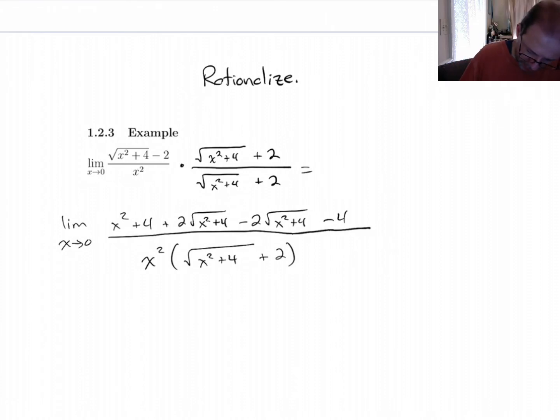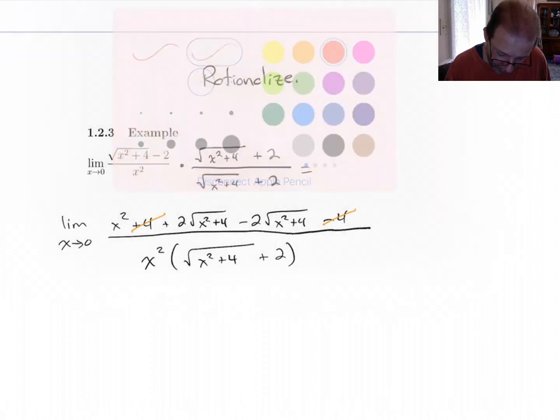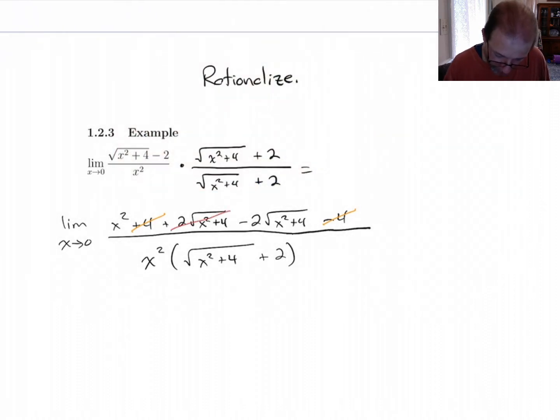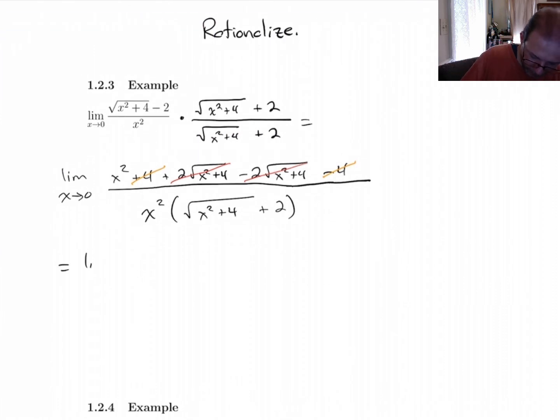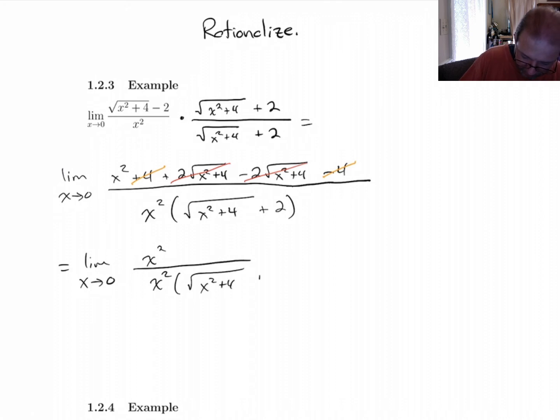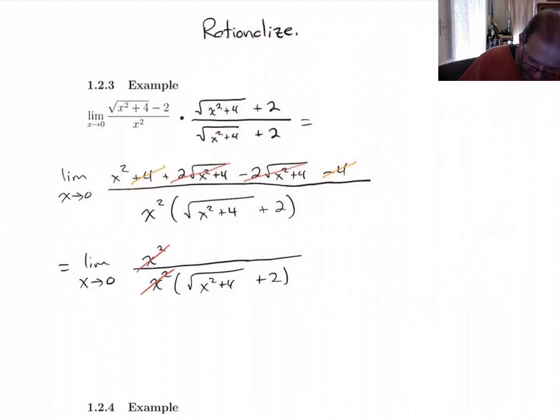And now I'm going to do some simplification on top. Notice that here I've got plus 4 and minus 4, so those cancel. I've also got plus 2 times this, minus 2 times that, so those cancel. So what I'm left with on top is x squared, and on bottom, all I'm left with is x squared times the square root of x squared plus 4 plus 2. Now I can cancel these.